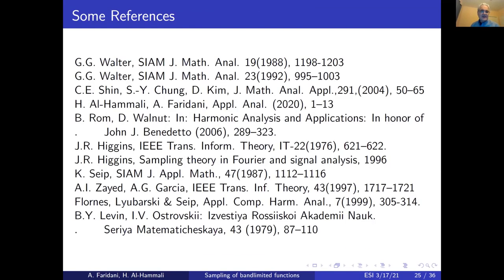So let me discuss some references. As I mentioned, the work is inspired by Walter. It has partial overlap with earlier work by Shin in the results, but not in the methods of proof. My paper with Hussain Al-Hammali was the non-equidistant sampling theorem for the Paley-Wiener space. Rome and Walnut give a very nice discussion of sampling on unions of shifted lattices, which includes periodic sampling, and also an introduction to the theory underlying the non-equidistant sampling theorem.